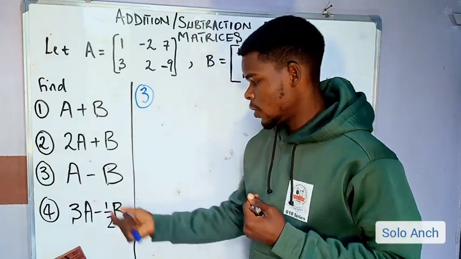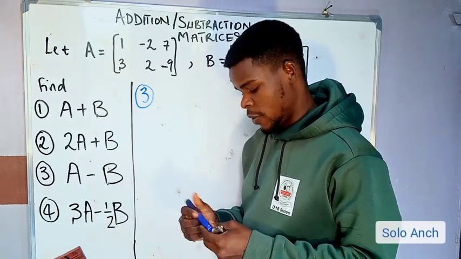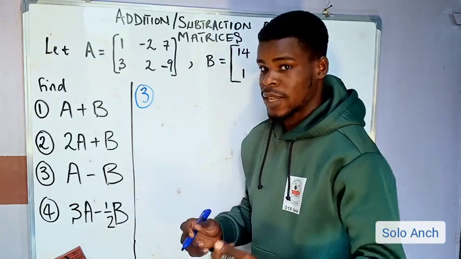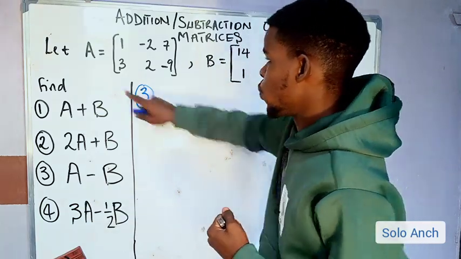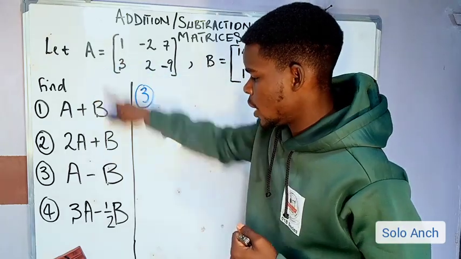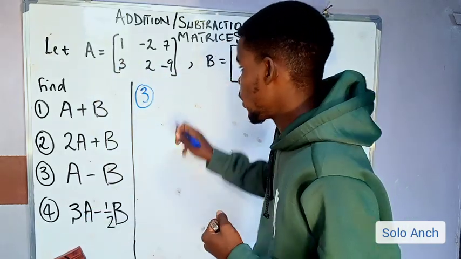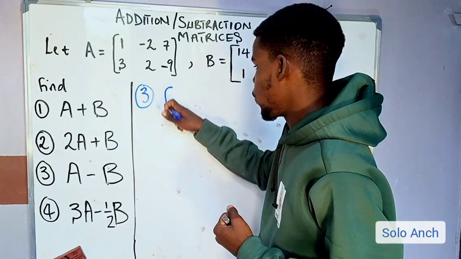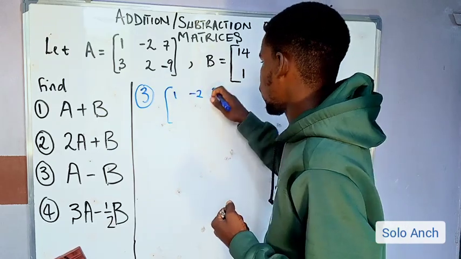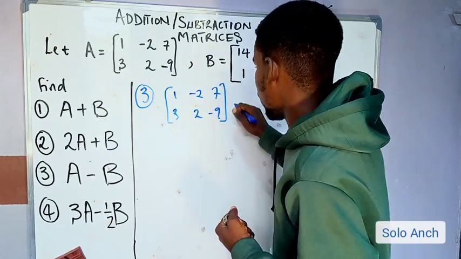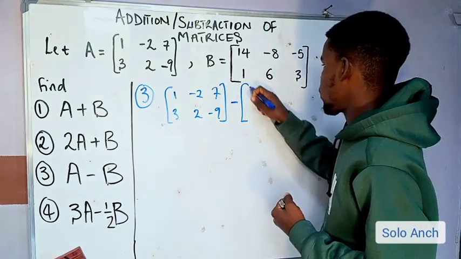Okay, so we have the third example here, A minus B. All right, so this is going to be our first example under subtraction. So you want to subtract matrix B from matrix A. Subtract B from A. All right, so you're going to put down the matrix A, which is this part, 9, and then we want to subtract matrix B from that, which is 14.